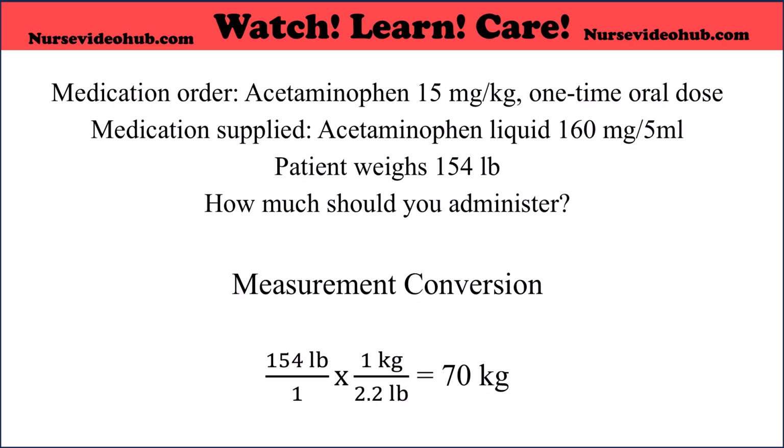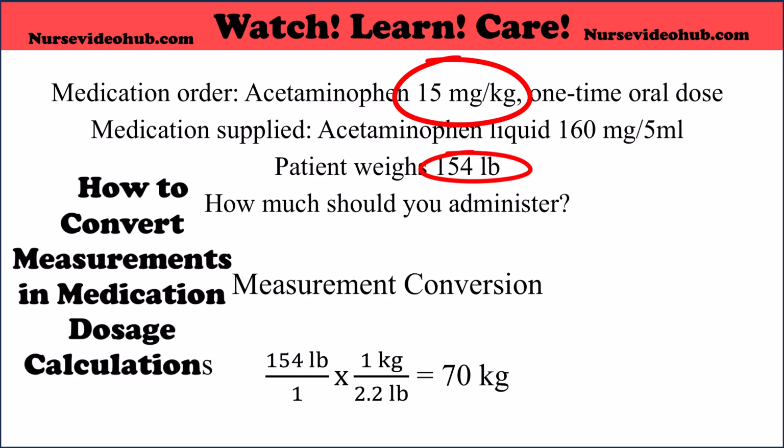When calculating medication dosages, the units of measure must always be the same. The order is based on the patient's weight in kilograms, but the patient's weight is recorded in pounds. The weight must be converted from pounds to kilograms. You can watch the video, Measurement Conversion for Medication Dosage Calculations, if you need to review the method for measurement conversions.